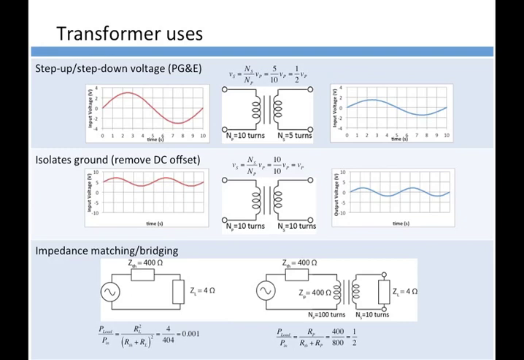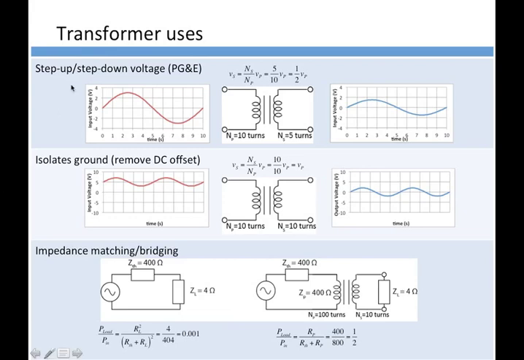Okay, we just talked about the basic functions of the transformer. Let me give you a few uses for the transformer. One use for the transformer is to step up or step down the voltage. This is essentially what PG&E does. They have very high voltage lines and then they step them down and bring them into your house.